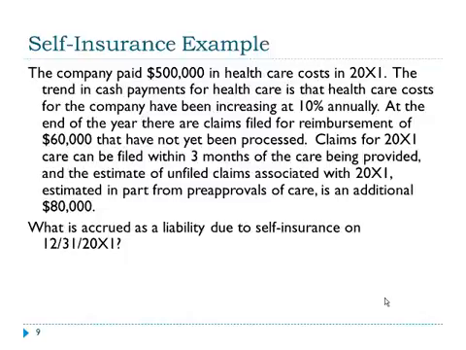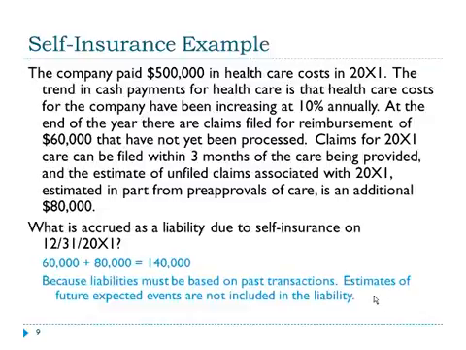Claims for 2001 care can be filed within 3 months of the care being provided, so there are still 3 months in which claims can be made. And the estimate of unfiled claims associated with 2001, estimated in part from the pre-approvals that we already know about, is an additional $80,000. What is accrued as a liability due to self-insurance at the end of the year?